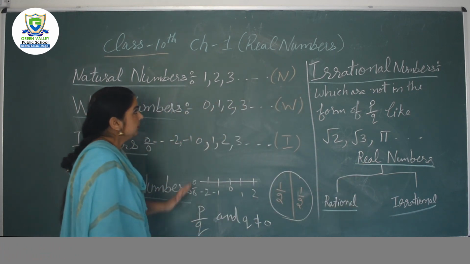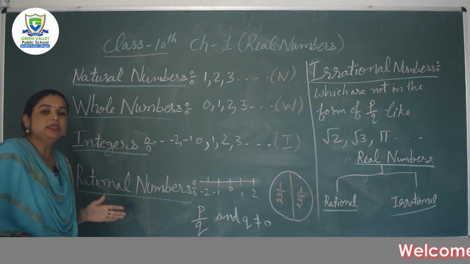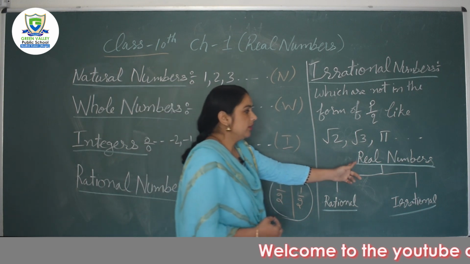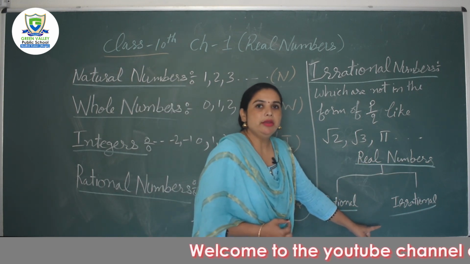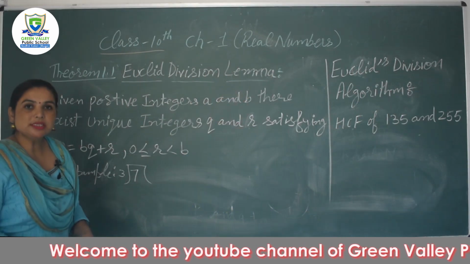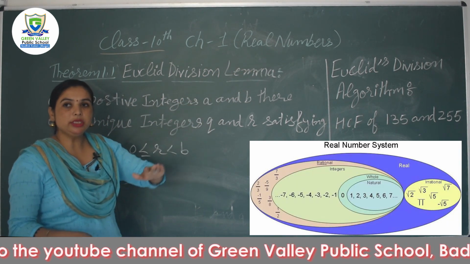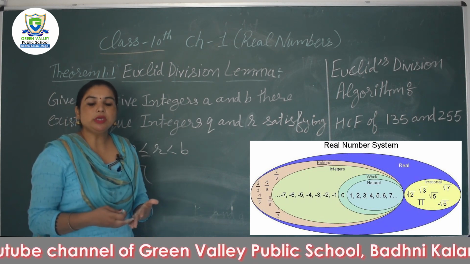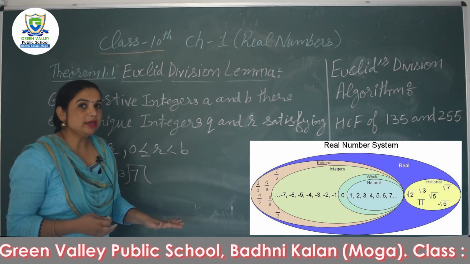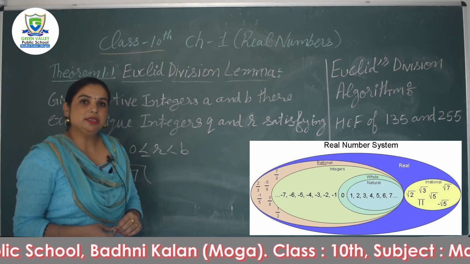Mainly under real numbers we have these types of numbers: natural, whole, integer, rational and irrational. But 10th class, in this chapter you will mainly learn rational and irrational numbers. Students, I have told you what real numbers are. Real numbers are actually a combination of many numbers: natural numbers, whole numbers, integers, rational and irrational numbers. But in 10th class you will mainly learn about rational and irrational numbers.